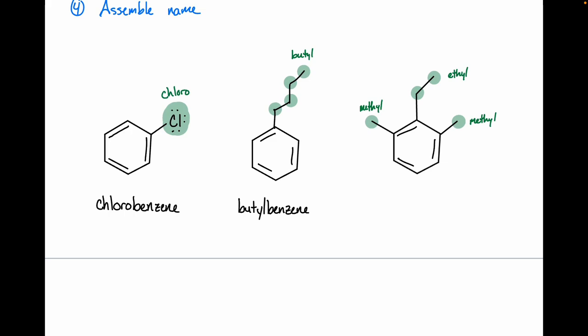Remember, one of the things that makes rings tricky is there's no clockwise or counterclockwise rule. The rule is we want the smallest possible number in our name, right? So in this case, since they're both methyl groups, it wouldn't really matter. One will be on carbon one, one on carbon three, and then the ethyl group on carbon two. Importantly, when I assemble the name, same rules as always, I'm going to put those substituents in alphabetical order. So 2-ethyl-1,3-dimethylbenzene.